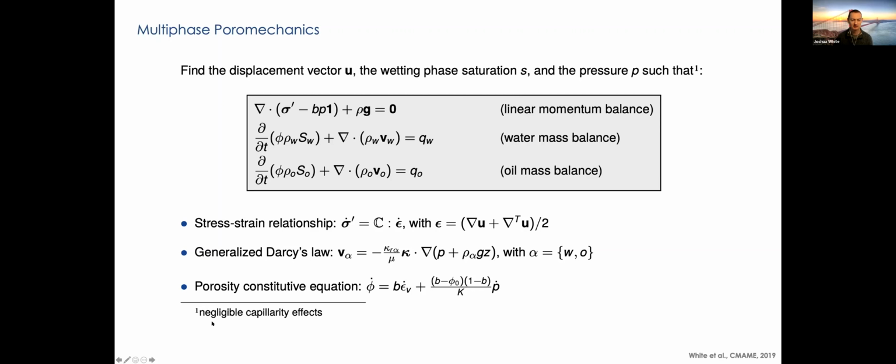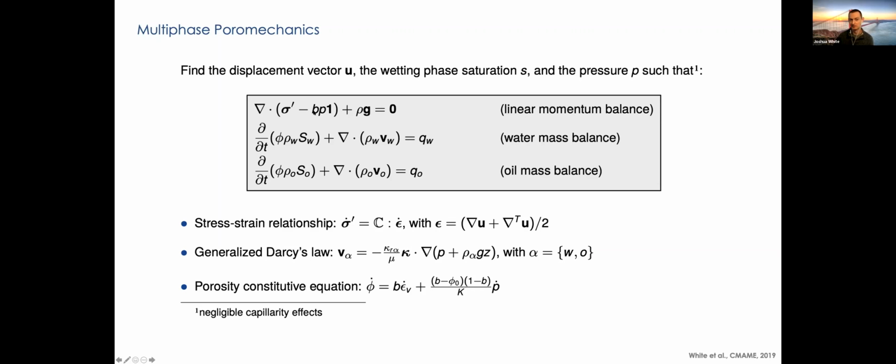In this model, I've assumed that there are no capillary effects, and therefore the fluid pressure in the water and the oil phases is identical. Okay, so we have three primary variables. We then need three governing equations. The first will be a linear momentum balance, which relates the effective stress, sigma prime, basically the stress in the solid skeleton of the rock, with the pore fluid pressure.